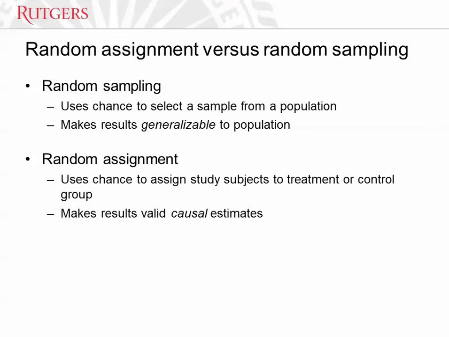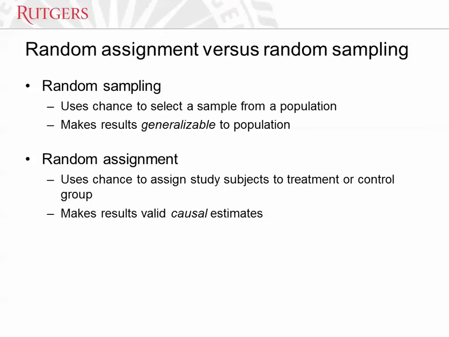And that's a different strategy and a different thing than random assignment, which is what we've been talking about, the use of chance to assign subjects or participants to a treatment and a control group. And the aim of random assignment is causal estimation, trying to get good cause and effect evidence. So the two strategies are fundamentally different kinds of purposes. Random sampling is used to generalize to a population based on a relatively small sample. Random assignment is used to draw causal inferences or make causal conclusions about the effect of a treatment.